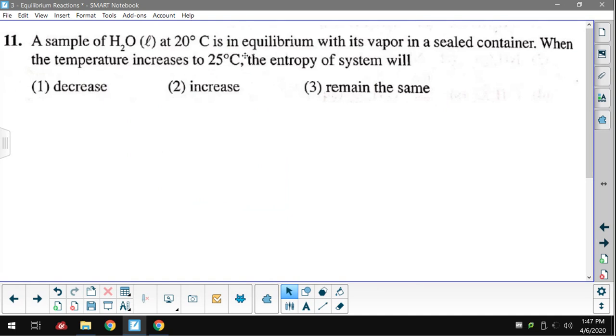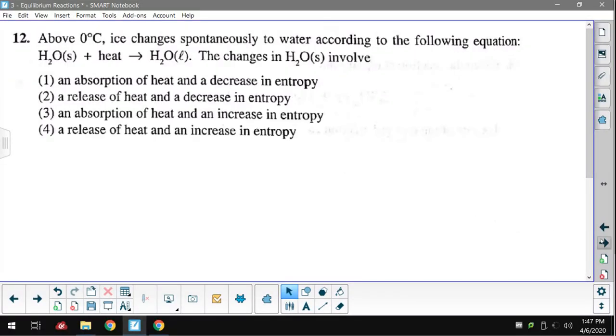A sample of water at 20 degrees Celsius in equilibrium with its vapor in a sealed container. When the temperature increases, the entropy is going to increase because more water could change into water vapor. So the entropy of the system will increase. Ice changing from ice into liquid. The changes in H2O involve, well, you're adding energy, so it's going to be an absorption of energy, and as it goes from a solid to a liquid, it's going to be more entropy. So an absorption of heat and an increase in entropy. So number 3.